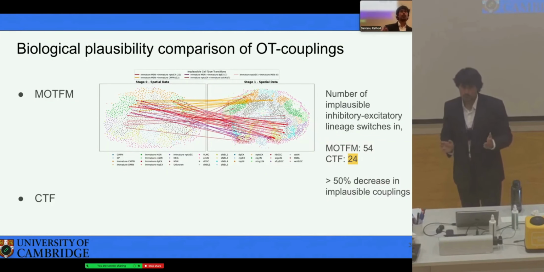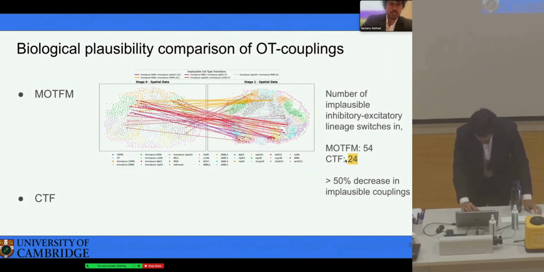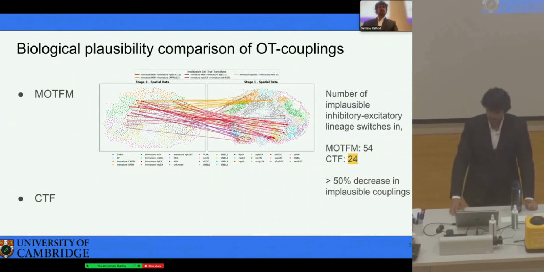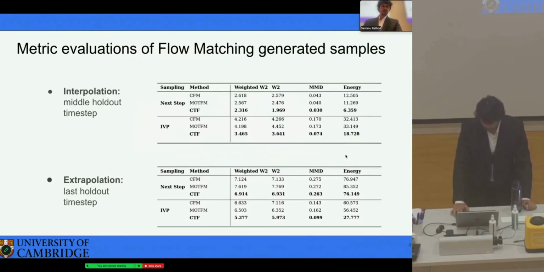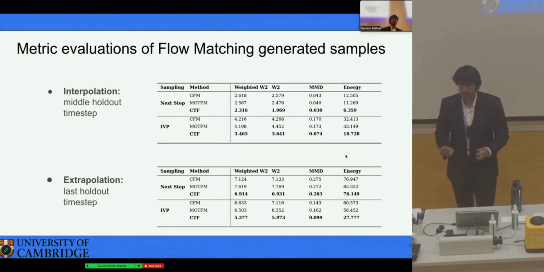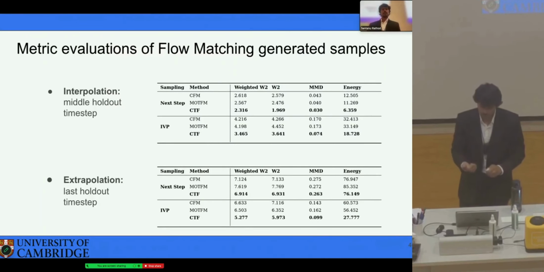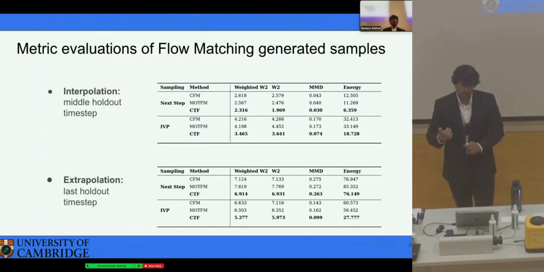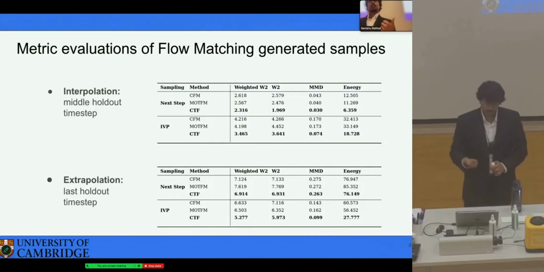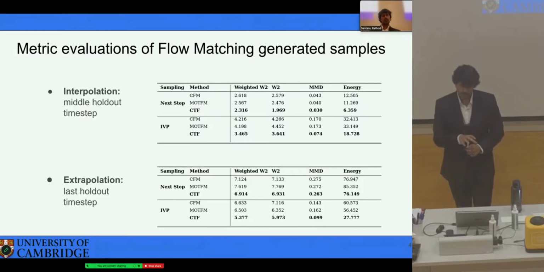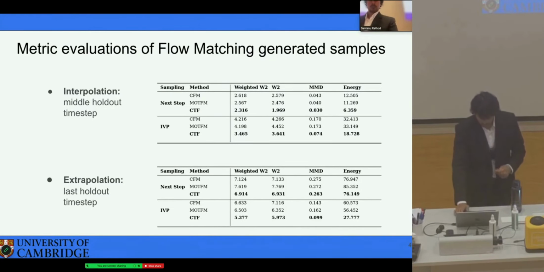And before going into the flow matching performance, I just wanted to comment on the OT performance. Here, as we see, the context flow OT formulation that we have results in significantly fewer biologically implausible OT couplings for the inhibitory and excitatory linear switches, as we saw earlier. And across different metric values, across different sampling methods like next step and IVP, and across interpolation and extrapolation, where we evaluate on the middle held out time step and the last held out time step, context flow performs better than the baselines naturally.